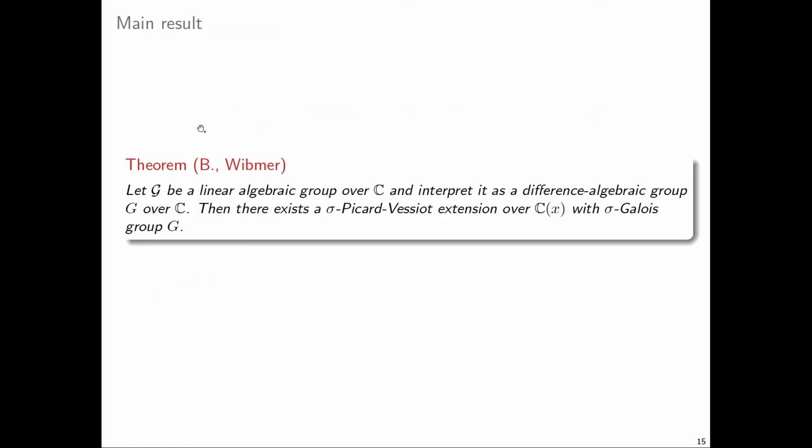And then our main result says that if you have a linear algebraic group and you consider it as a difference algebraic group, which means you just take the same points, then there exists a sigma Picard-Vessiot extension with that group as Galois group.